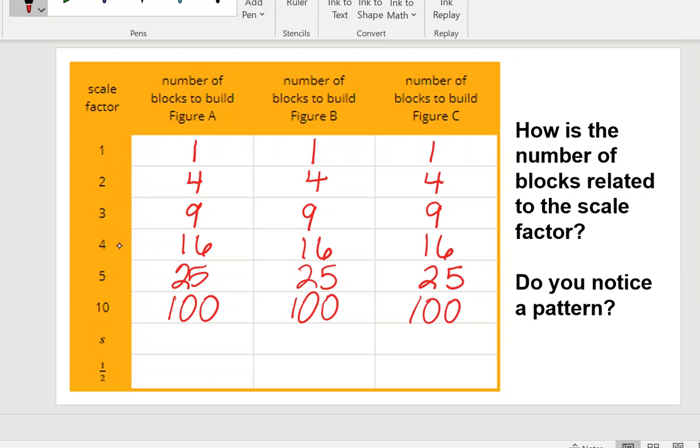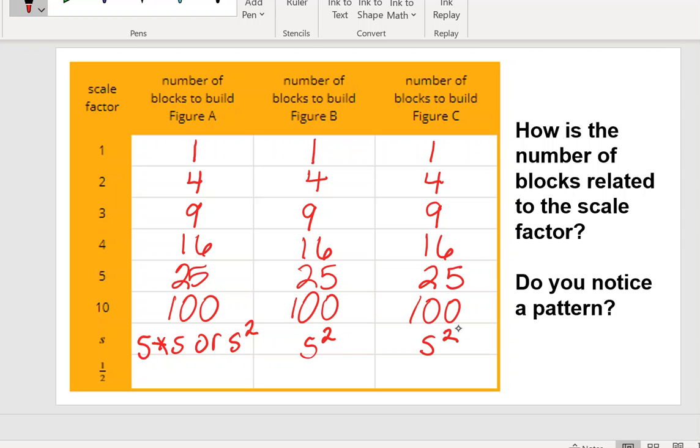We've been taking all of these numbers and multiplying times itself to get the number of pieces needed. So we take S times S, which is the same thing as saying S squared. The scale factor squared is going to tell me how many blocks it takes to create that figure.